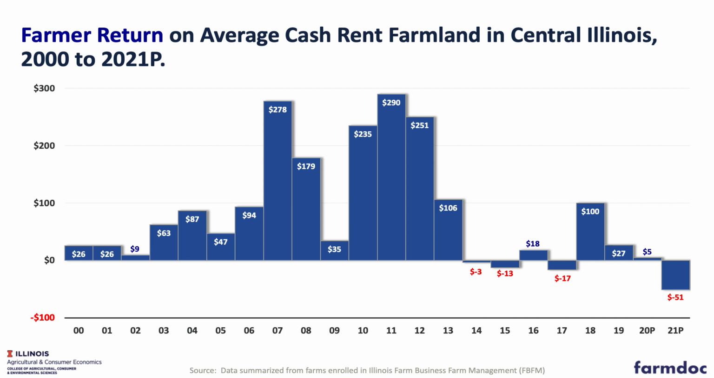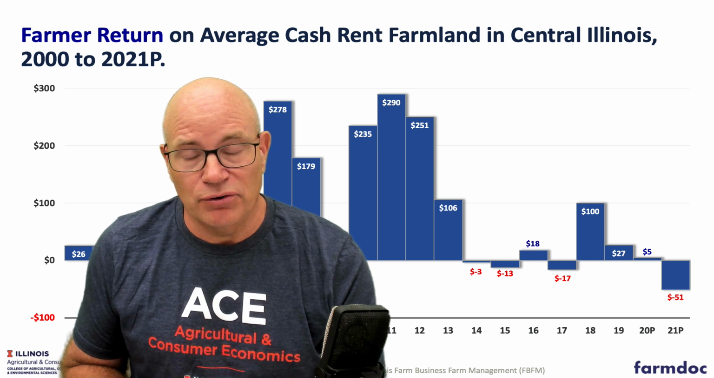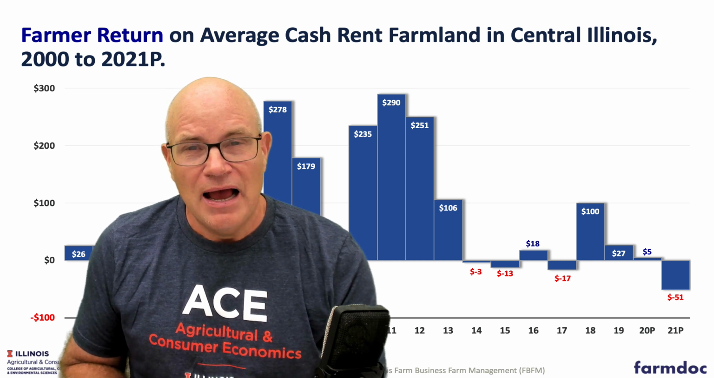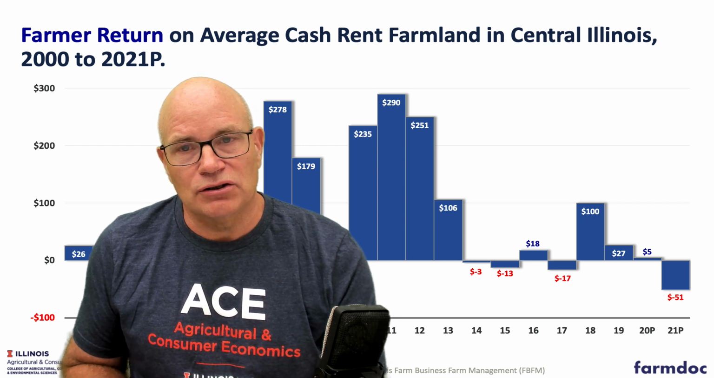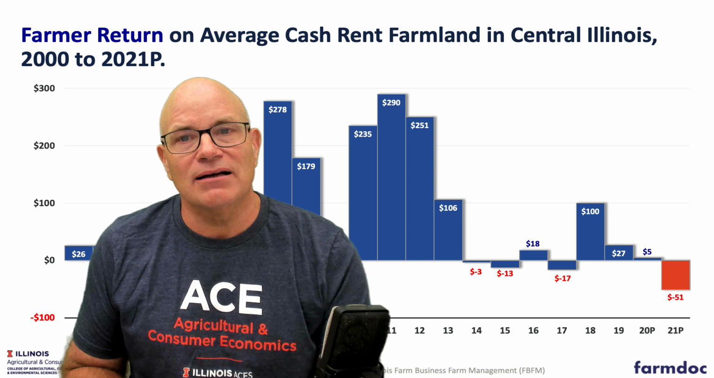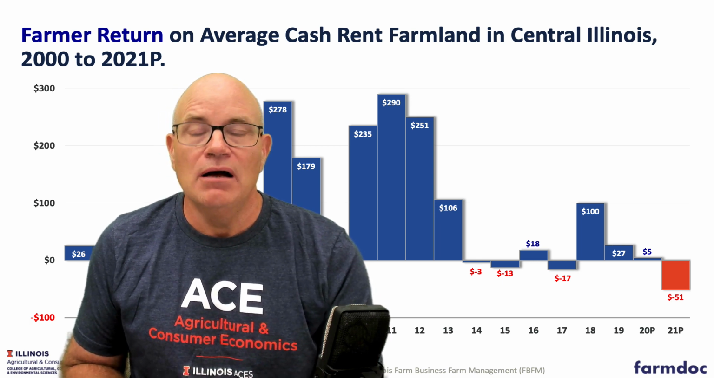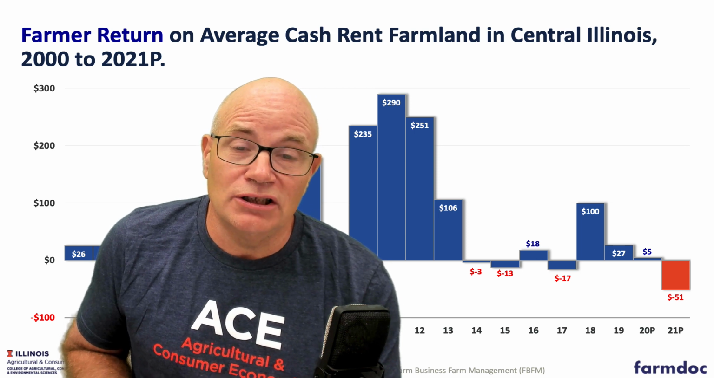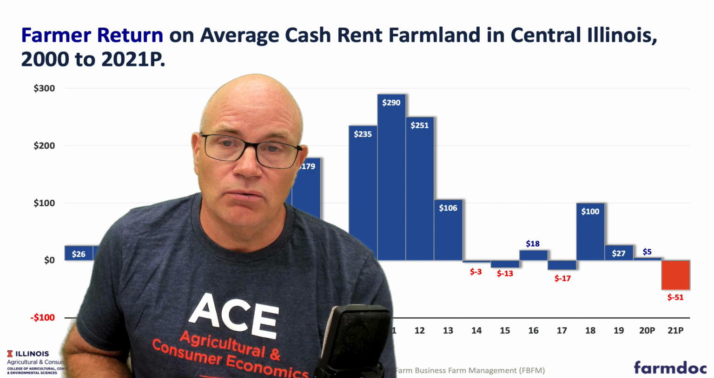Here we're seeing, for Central Illinois, high productivity farmland at the average cash rent level. Between 2014 and 2020, farmer return on average cash rent land averaged about $11 per acre. And again, if we're looking at 2021, we're looking at a negative number if there are no additional ad hoc disaster assistance payments in 2021.